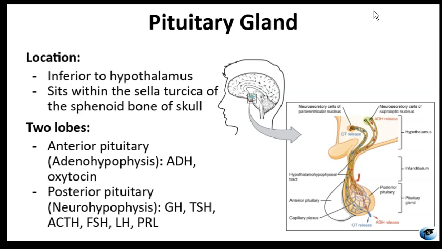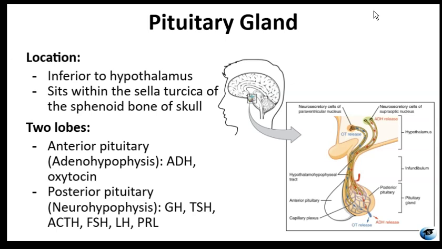It sits securely within a bony structure of the skull called the sella turcica, which is part of the sphenoid bone. The pituitary gland has two distinct lobes with different functions. The anterior pituitary, also known as the adenohypophysis, produces and releases hormones such as growth hormone, or GH, thyroid-stimulating hormone, or TSH, adrenocorticotropic hormone, ACTH, follicle-stimulating hormone, FSH, luteinizing hormone, which is LH, and prolactin, or PRL.